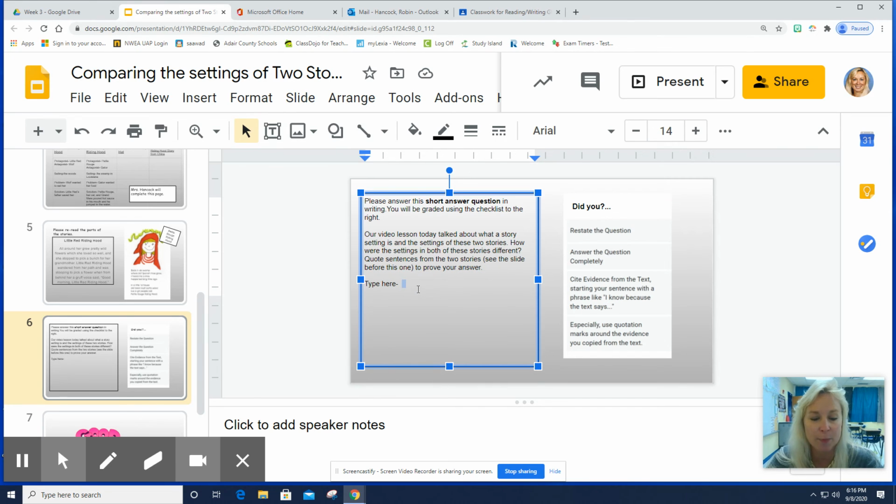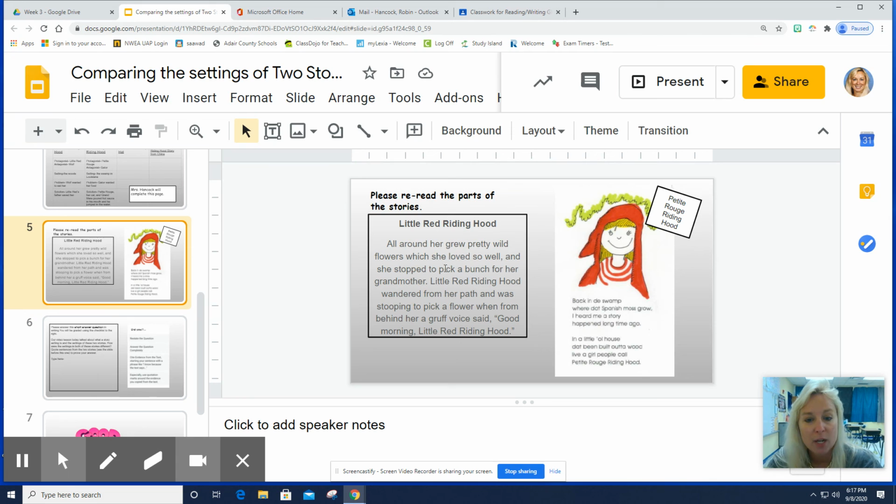So you could start out by saying something like, these 2 settings were different because, and then say where one was and then where the other one was, period. And then you could start your second sentence with, I know because the text says in the Little Red story, and you could quote your text, and then start the third sentence by saying, I also know because the text in Petite Rouge says, and then give your text evidence there. But you're really going to need 2 pieces of text evidence. You're going to need a piece of text evidence from Little Red Riding Hood, this box right here, and Petite Rouge, this right here. And of course, when you quote text, you're copying word for word.